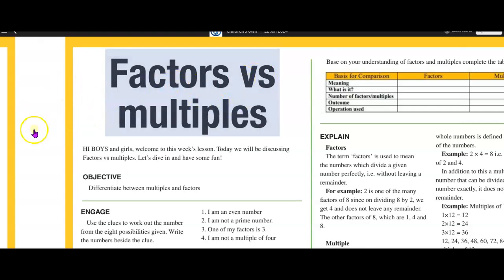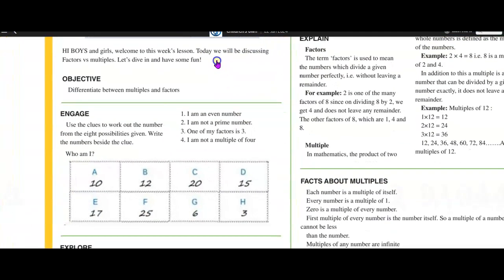Hi, boys and girls. In this episode, we look at factors versus multiples. Our objective is to differentiate between multiples and factors. Engage. Use the clues to work out the numbers from the 8 possibilities given.